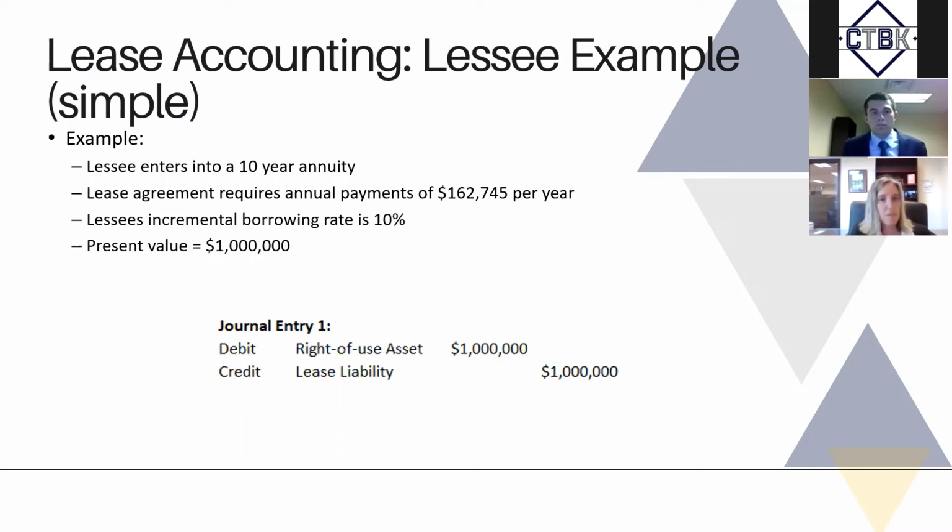So in this very simple example, I calculated the present value of my lease payments using the payments, the borrowing rate, and the term, which is a 10-year annuity, no options to extend. And I calculated the present value was $1 million. So my lease liability is $1 million. Now, because I didn't have any initial direct costs, prepaid lease payments, or lease incentives, my right of use asset is also $1 million. So my journal entry is debit right of use asset and credit my lease liability for $1 million. At this point in time, they both match.